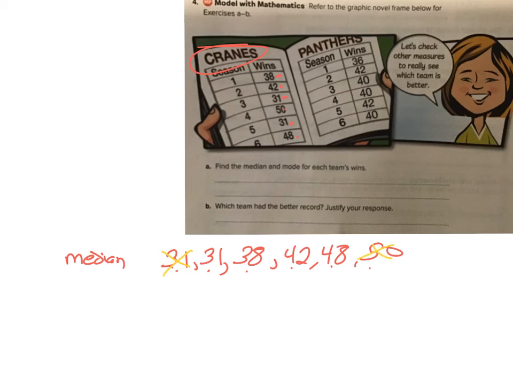Take one off there, one off there, one there, one there. And I'm left with these two. So I take 38 plus 42. That gets me 80 divided by 2. That is 40. So my median equals 40 for the cranes. Now let's go to the most.